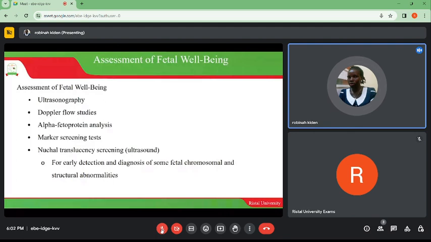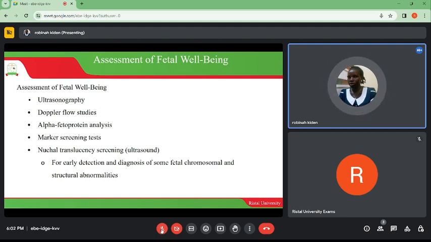Assessment of fetal well-being will include ultrasonography, Doppler flow studies, alpha fetoprotein analysis, then marker screening tests, nuchal translucency screening, which is done using the ultrasound, for early detection and diagnosis of some fetal chromosomal and structural abnormalities. So these are the assessments that can be done mainly to rule out any complications with the fetus.